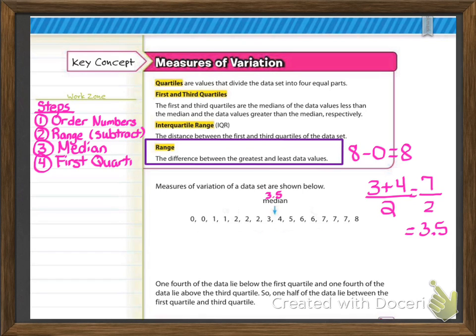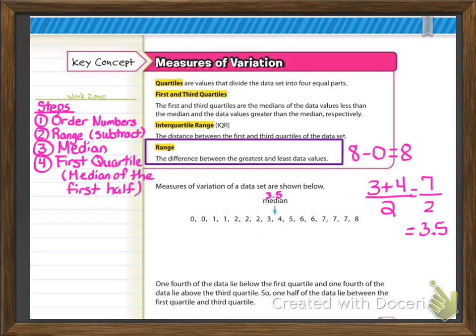Now, the next thing we're going to do is find the first quartile. The definition in this book that's highlighted in yellow, where it says first and third quartiles, reads: the first and third quartiles are the medians of the data values less than the median and the data values greater than the median, respectively. It took me several times to read that definition to truly understand what exactly they wanted me to do here.